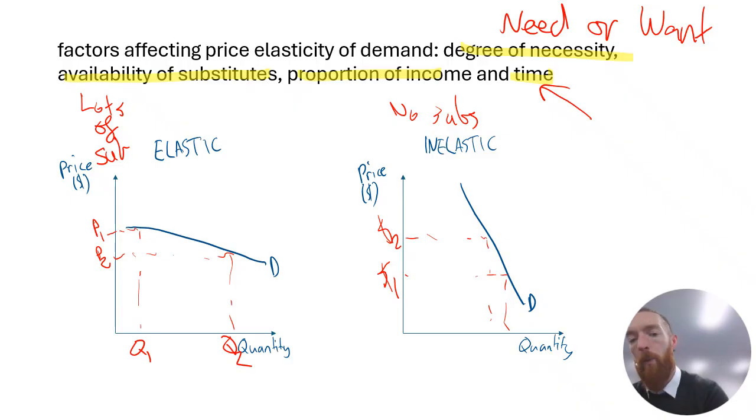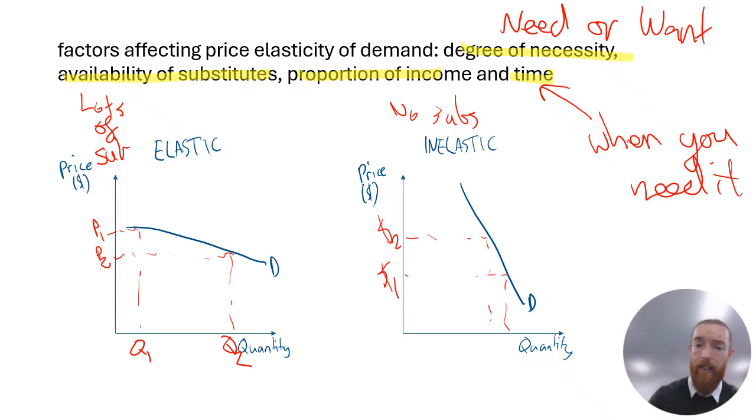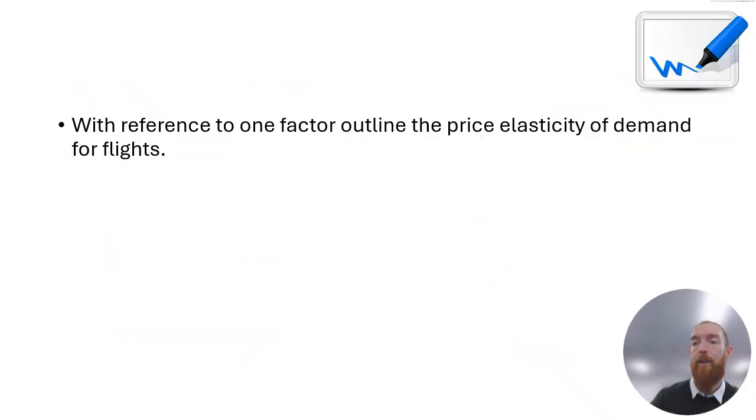Then time is all about when you need that product. So with that, say for example, you need a flight today. It's inelastic. You've got to pay whatever price the flights are. Or if you're planning a flight for next year, it's more elastic because you've got time to wait to see if the price changes. Which is going to lead into exactly our next example here, with reference to a factor, outline the price elasticity of demand for flights. So we could say one factor affecting it is time, which refers to when you need a product, because if someone needed a flight in the short term, it would be more likely to be inelastic because a higher price is unlikely to have a large impact on quantity demanded.